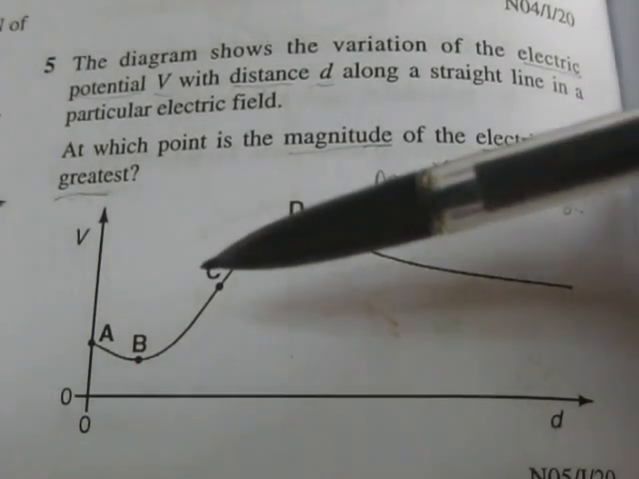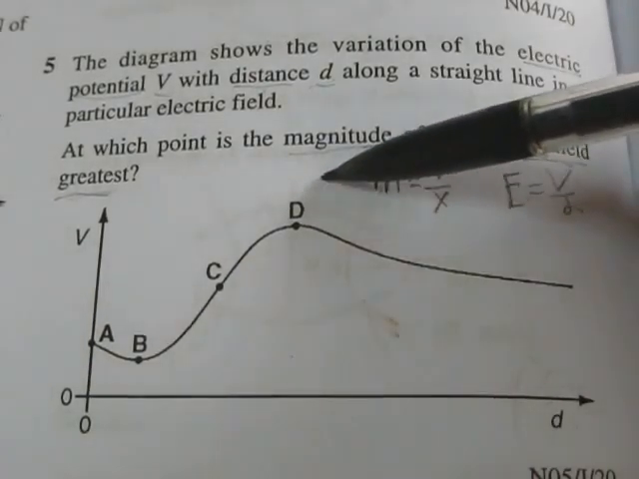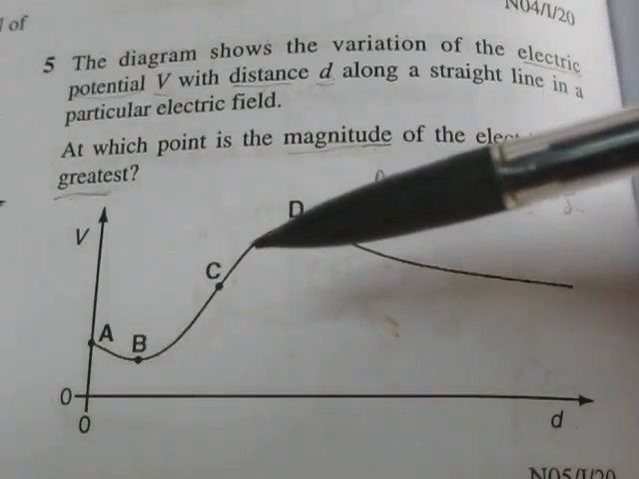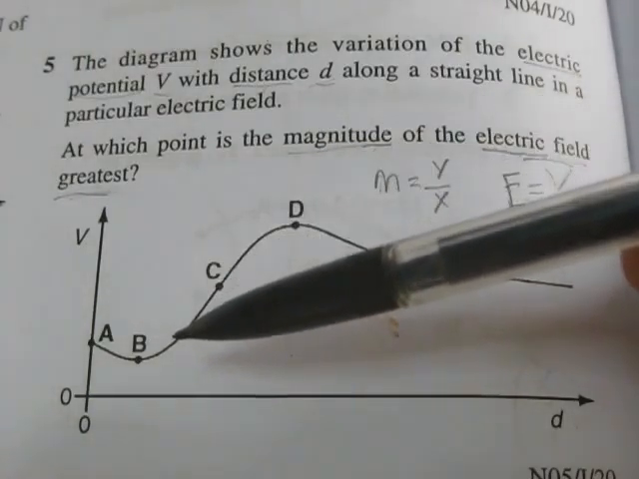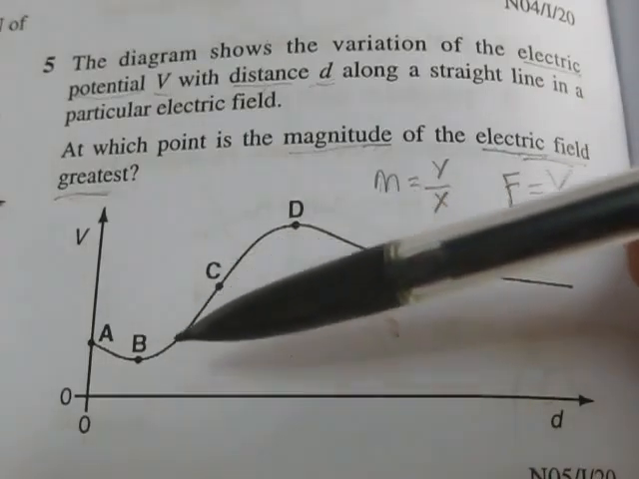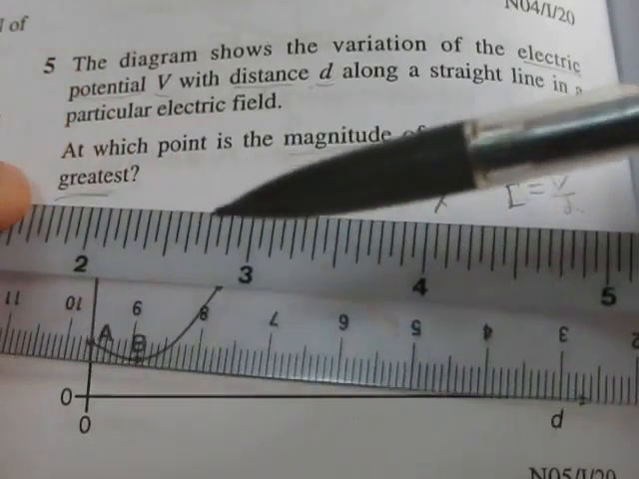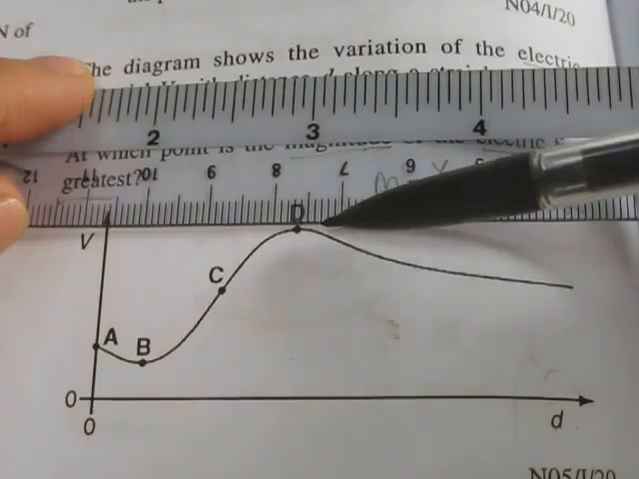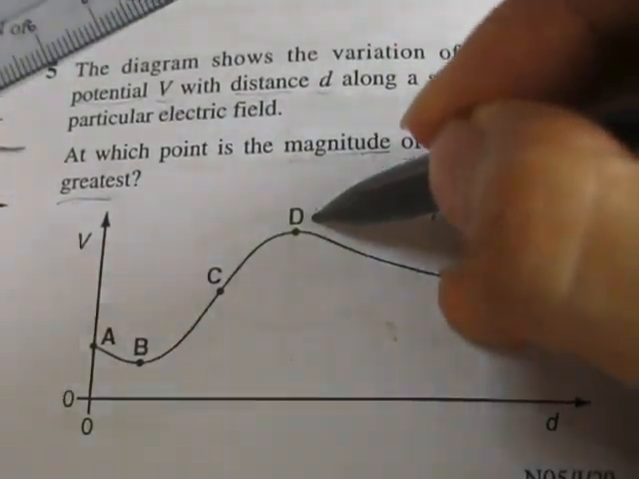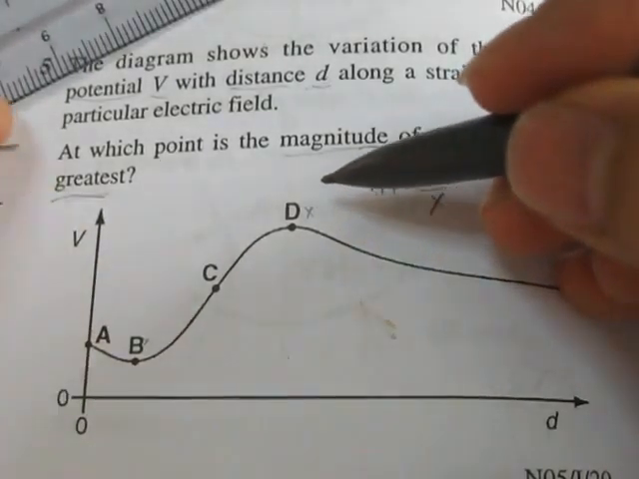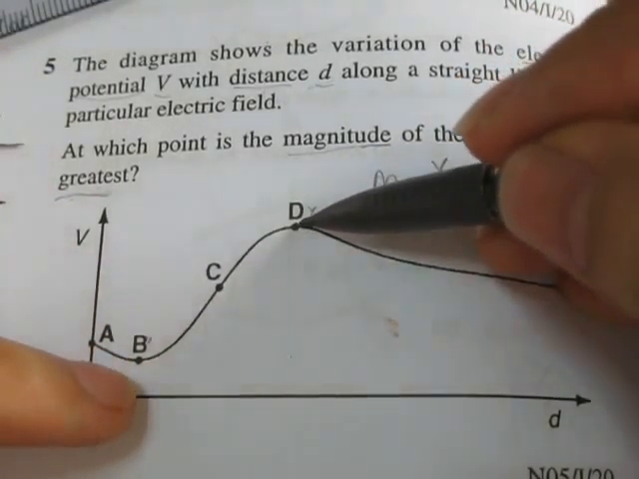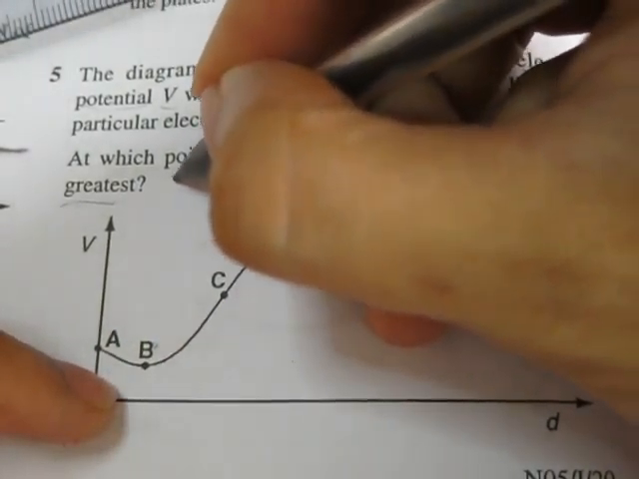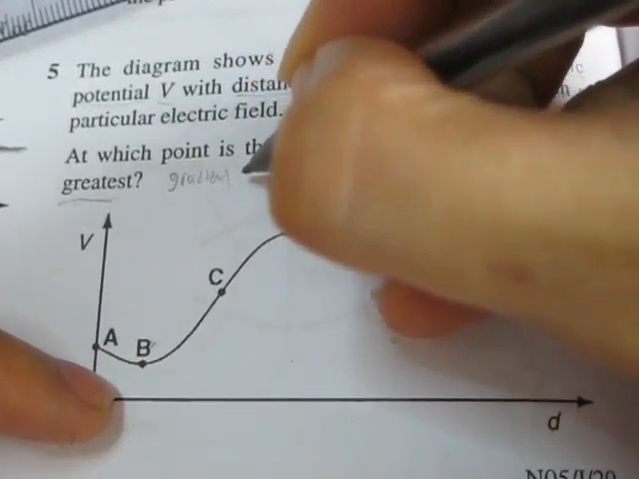So now a lot of students might pick B or D because they are maximum and minimum points. But if you learn from your H2 or H1 mathematics, a maximum and minimum point actually have zero gradient, correct? Let me use my ruler here. If you can see, the gradient at B is 0 and the gradient at D is also 0. So therefore B and D cannot be the answers, even though they have maximum and minimum points. At these 2 points, the gradient is 0.